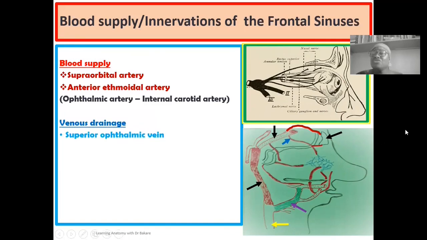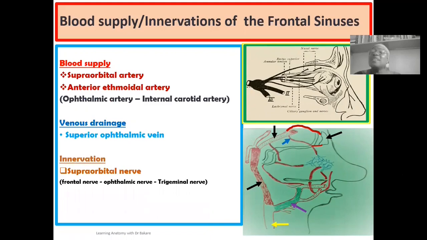Then, of course, the venous drainage is through the superior ophthalmic vein. The frontal sinus is innervated by the supraorbital nerve. If you look at this image up here, this is where we have the trigeminal nerve. We know that the trigeminal nerve has three subdivisions. We have the ophthalmic, we have the maxillary, and we have the mandibular branch.